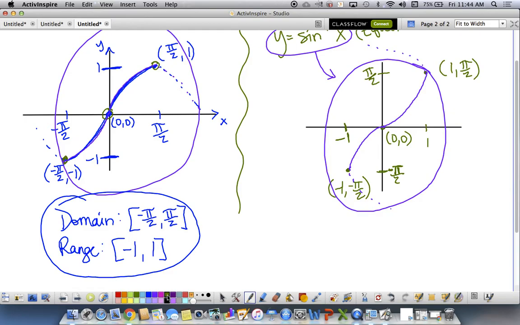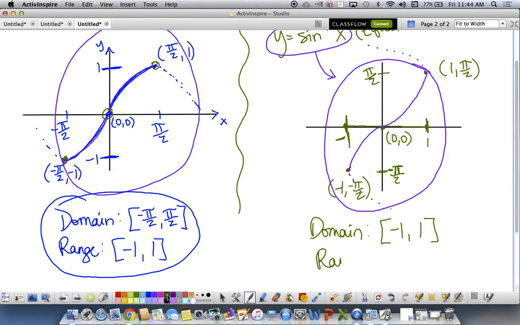What is your domain of the inverse? Your x's. Where did we start and where did we end? Now, those aren't points, they're just lines. Okay, where did we start, where did we end? For your x's in the inverse sine. That's right, we started at negative 1 and we ended at 1.